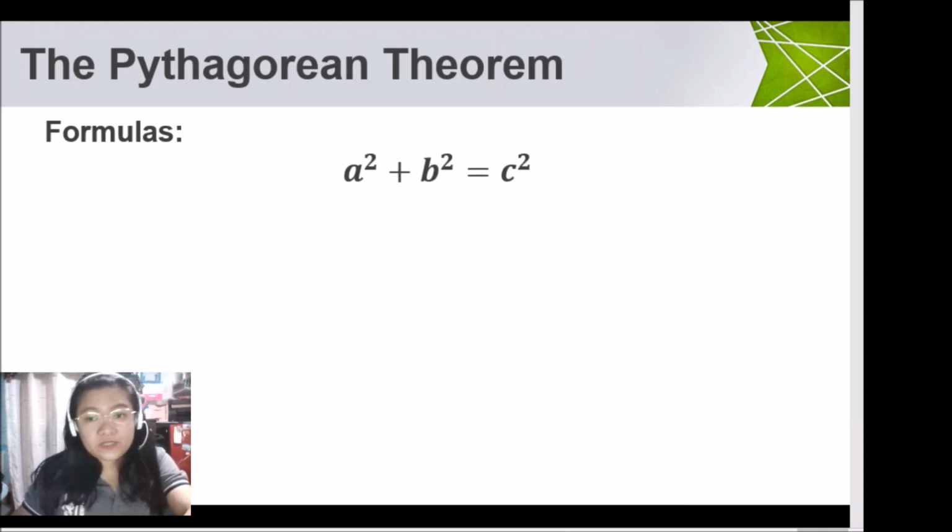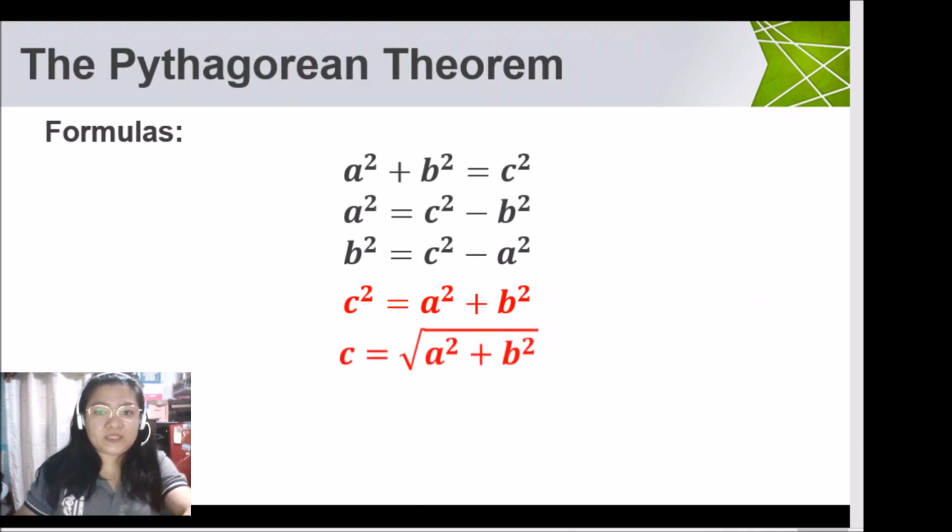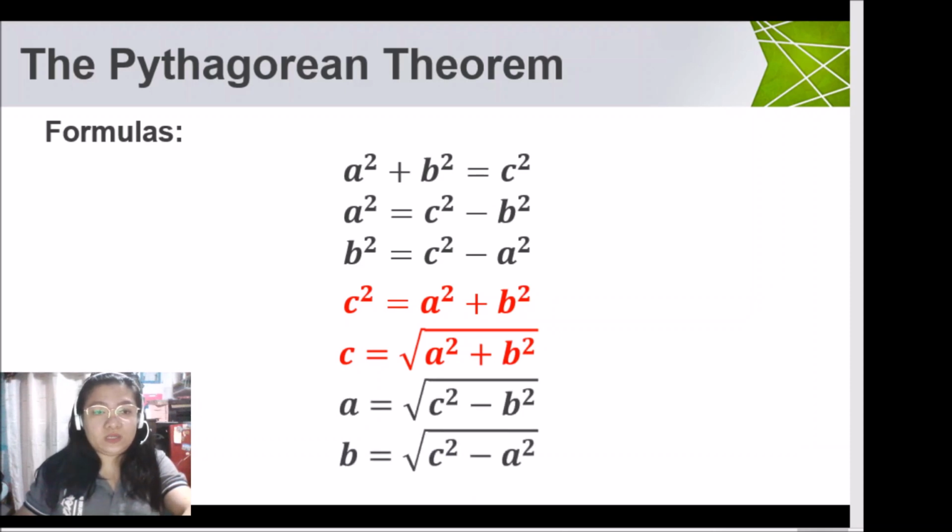By the commutative property of equality, we can say that C squared is equal to A squared plus B squared. When we need to get A squared, that is C squared minus B squared. B squared is equal to C squared minus A squared. To get the value of C, A, and B, we have to get the square root of both sides. Therefore, C is equal to the square root of A squared plus B squared, and A and B are equal to the square root of the difference of C squared and the square of the other side.